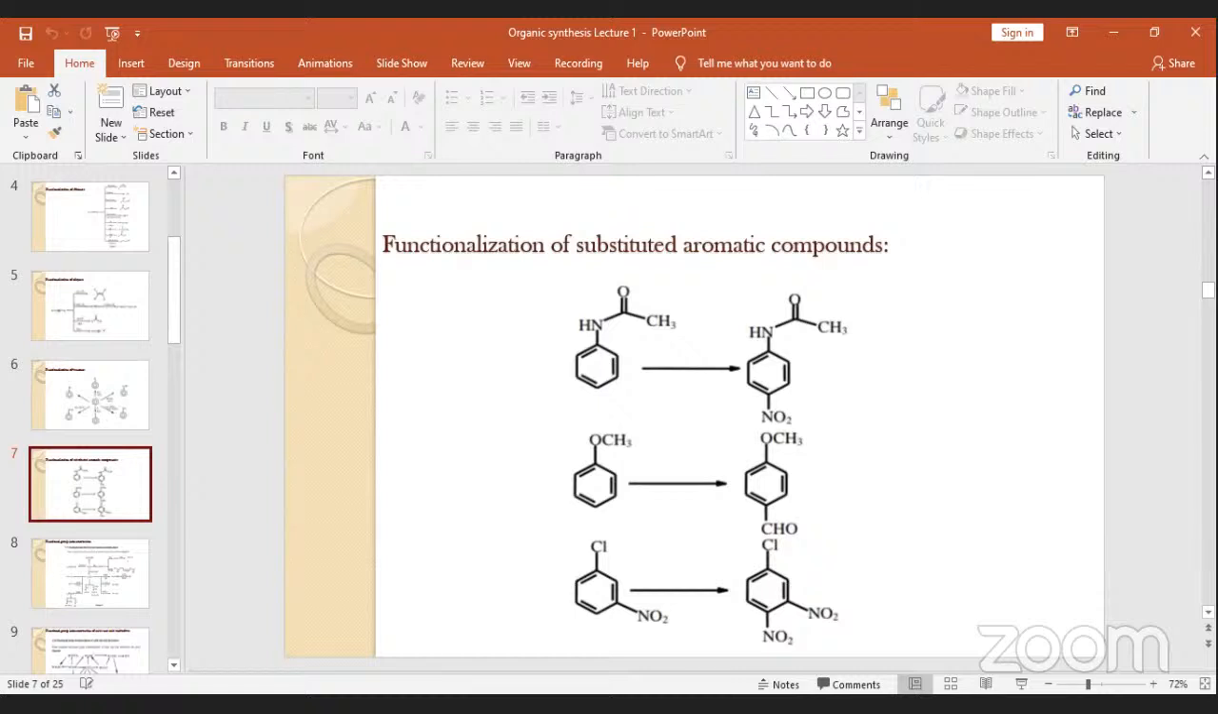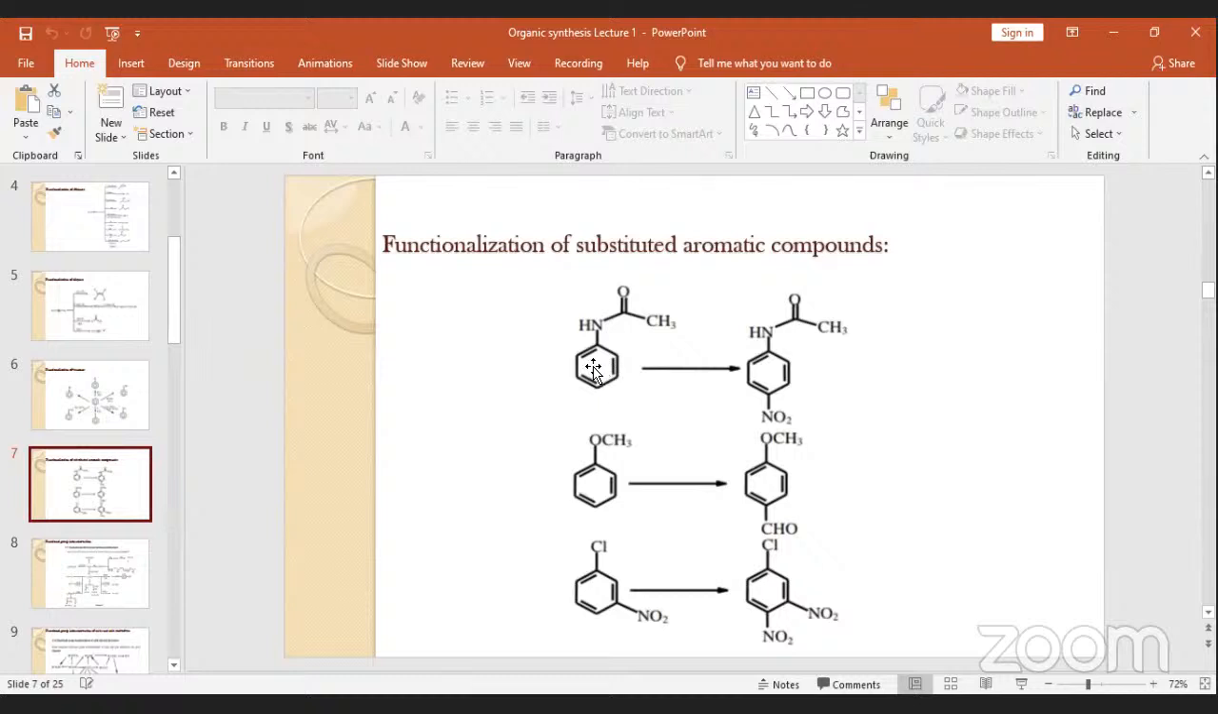Functionalization of substituted aromatic compounds. What are the substituted aromatic compounds? Generally, you think of amines, alkoxy benzenes, halobenzenes, nitrobenzenes, acyl compounds, etc. Suppose you have an aniline. Aniline can be converted to acetanilide, which can undergo nitration to give you para-nitroacetanilide.